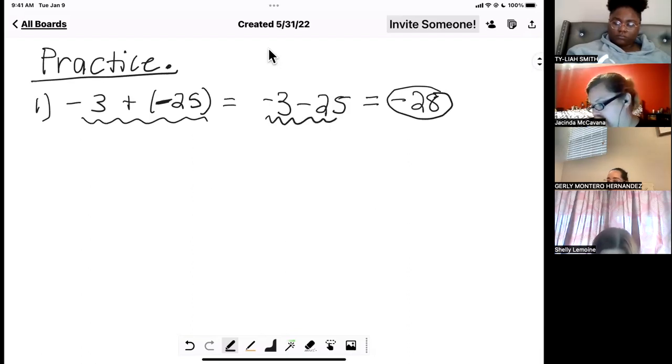But I do want you to know that these mean the same thing. I can rewrite one. I can go back and forth with the way I rewrite them. You can write them any way you want. So -3 minus 25 is the same thing as saying -3 plus -25, and vice versa.